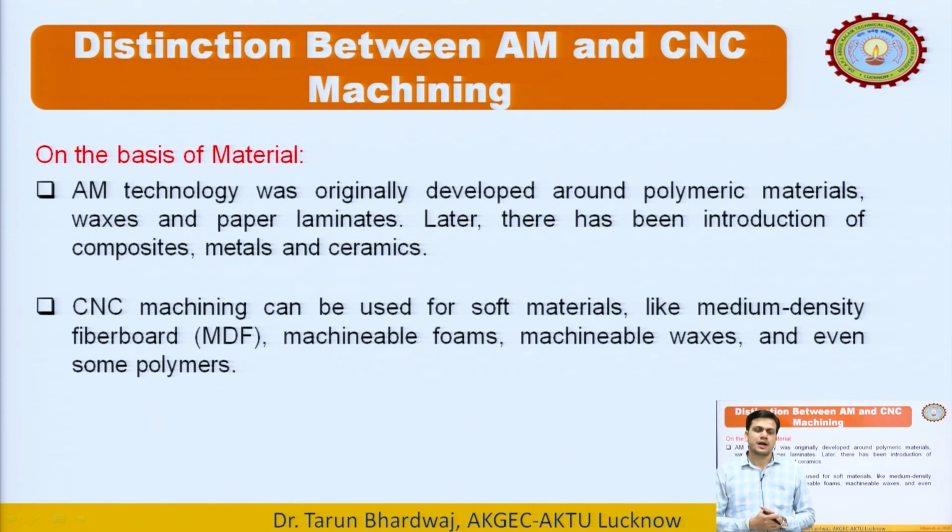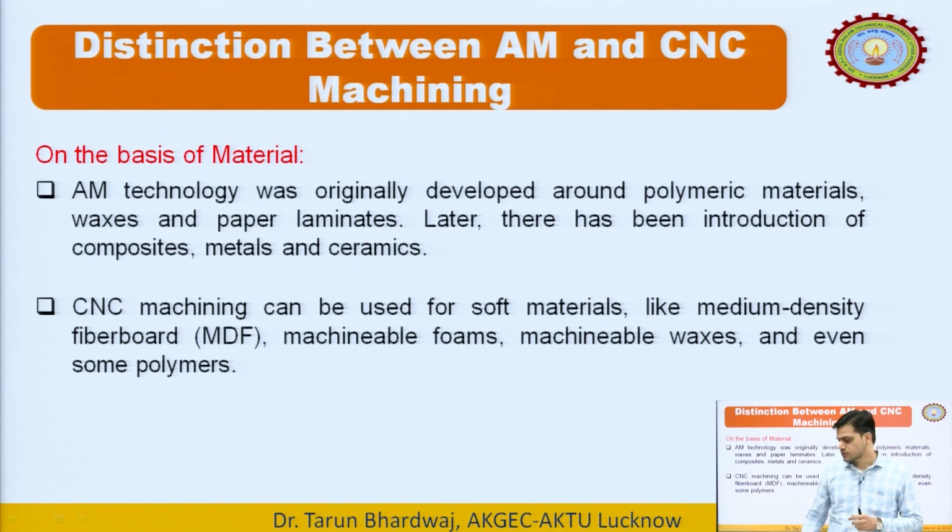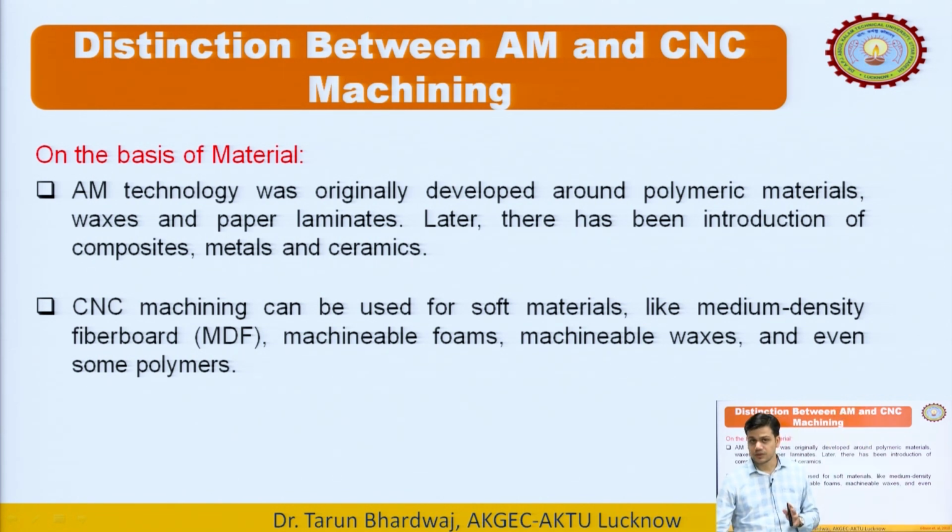Okay. And if we talk about CNC machining, it can be used for soft materials like MDF, that is medium density fiberboard, machinable waxes or even some polymers, and metals also. So, CNC machining is used mainly for soft materials, but if you talk about additive manufacturing, you are covering the whole range of materials. So, this is the basic difference between these two techniques.